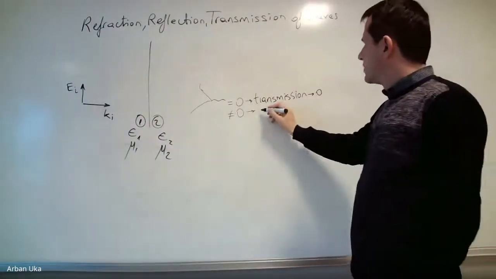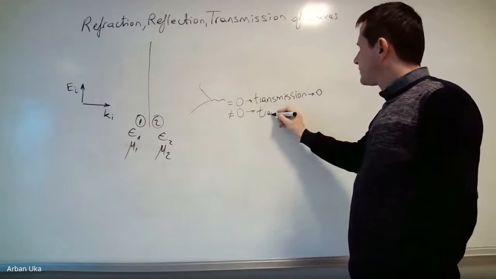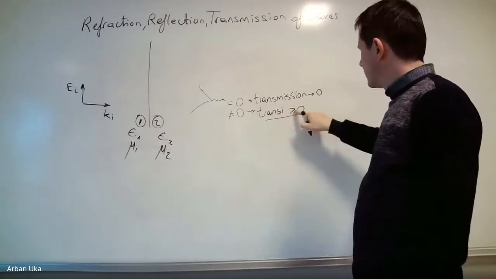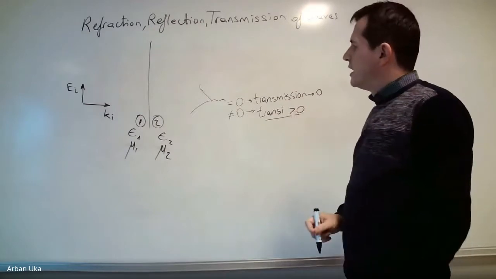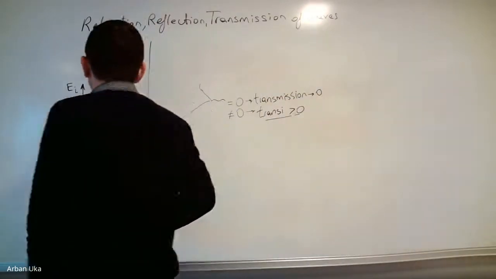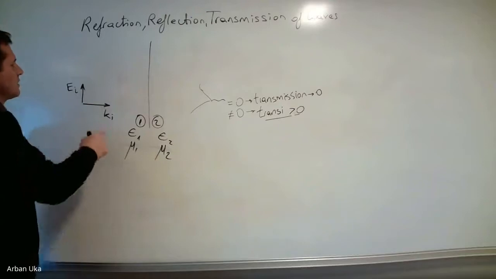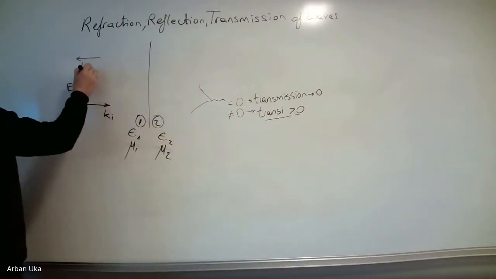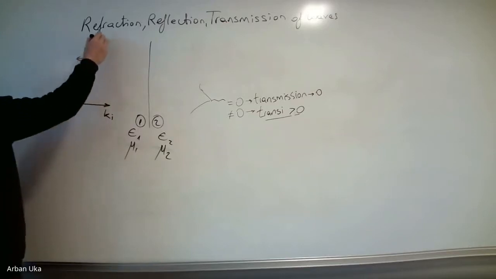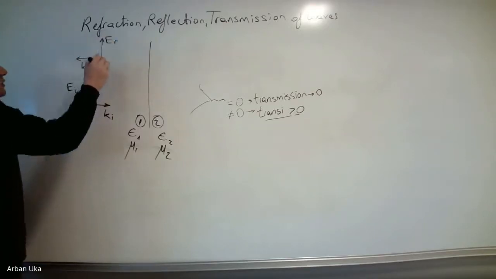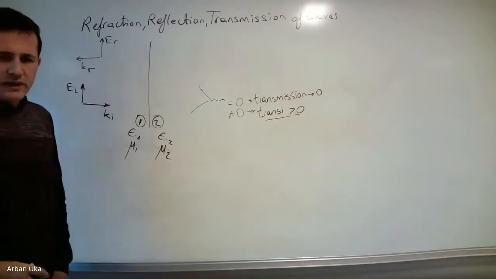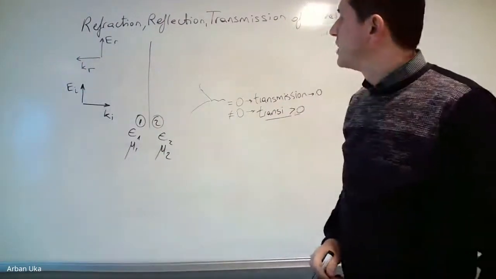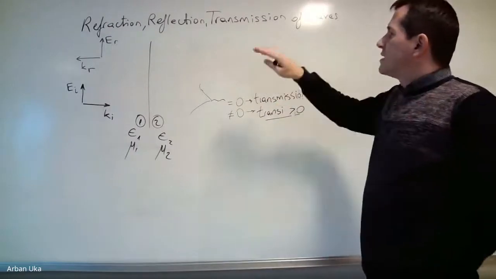Or different from zero, which means that the transmission is larger than zero, or non-zero. Now, at the same time, we might expect some reflection backwards. This would be K reflected, and it would have some electric field component. Of course, these two waves also have a magnetic field intensity component. Now, this is what we want to do.